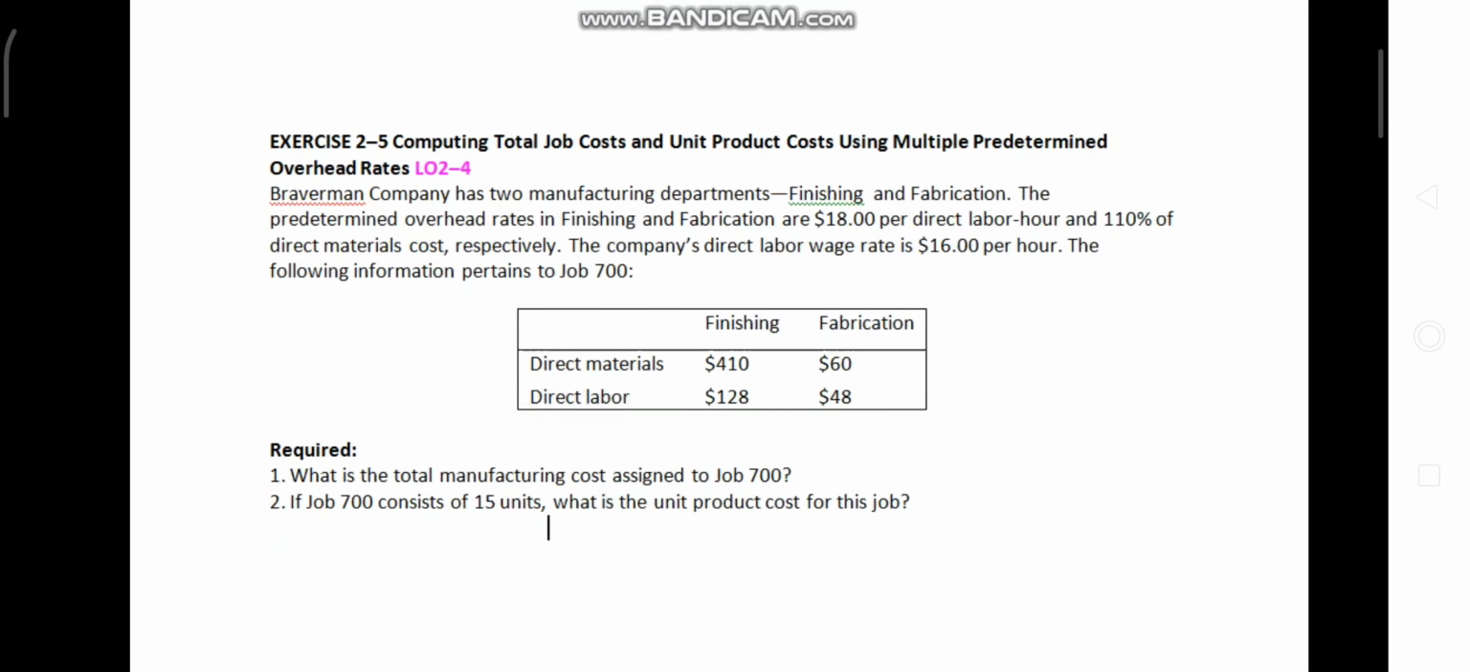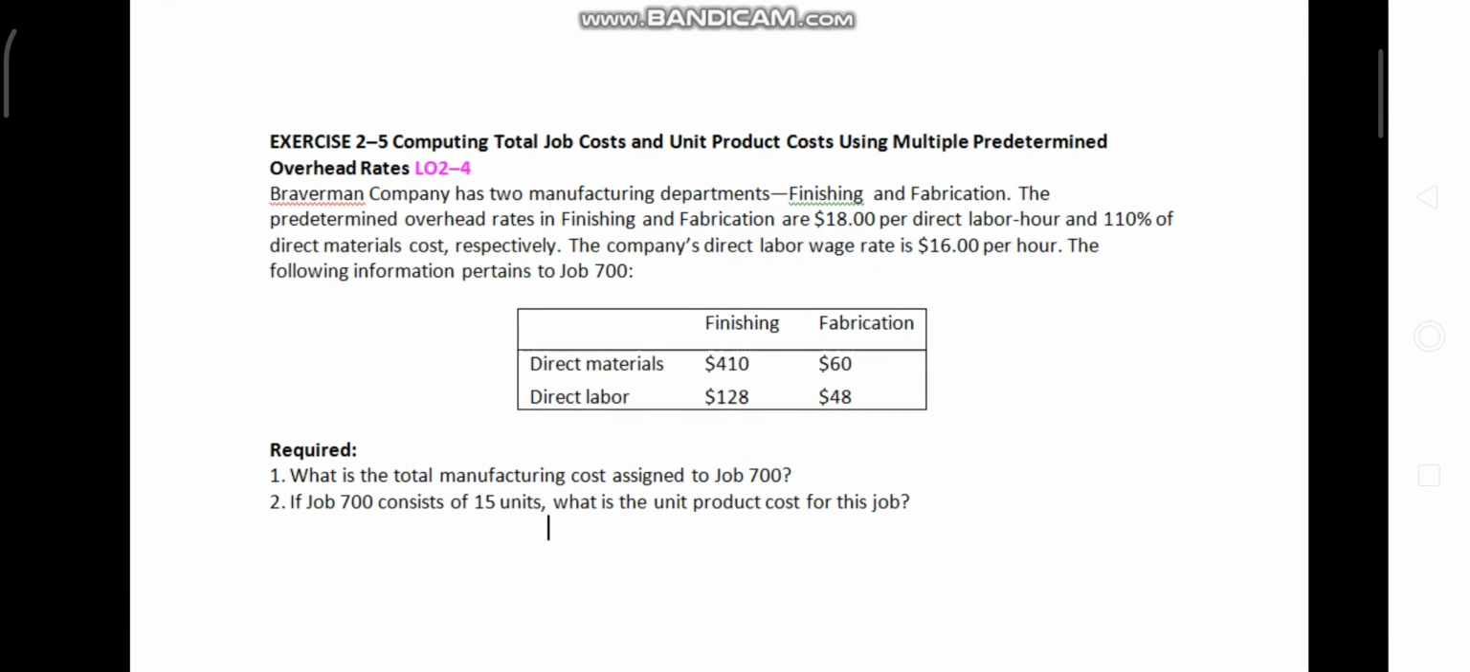Let's get started. The first requirement is to calculate the total manufacturing cost assigned to job 700. Job 700 again includes finishing and fabrication department both, so I'm going to use the entire data. And the second requirement is, if job 700 consists of 15 units, then what would be the product cost for the job?